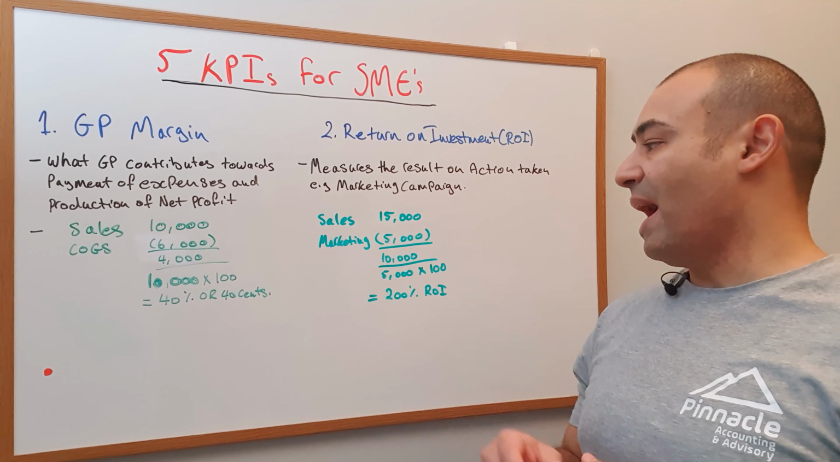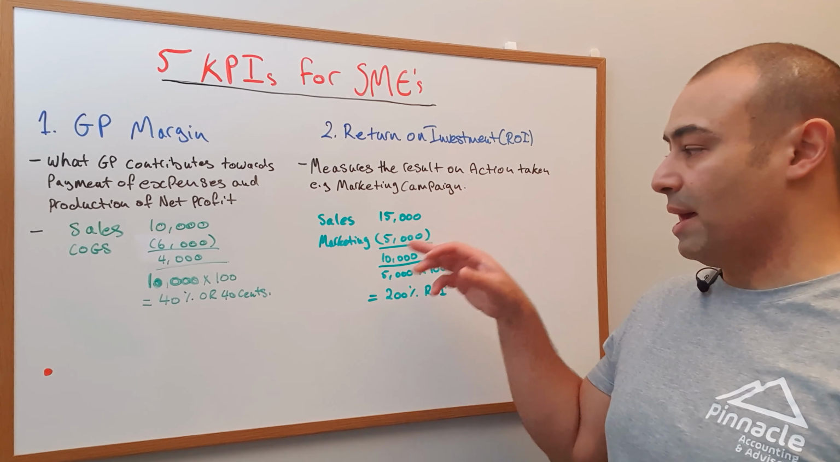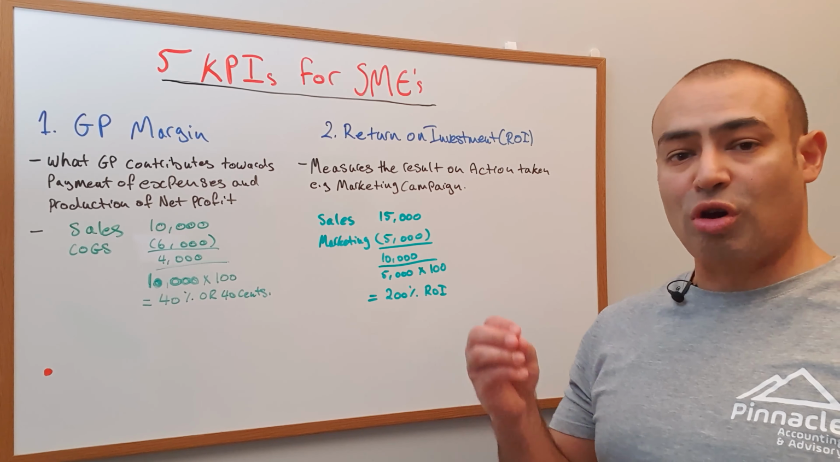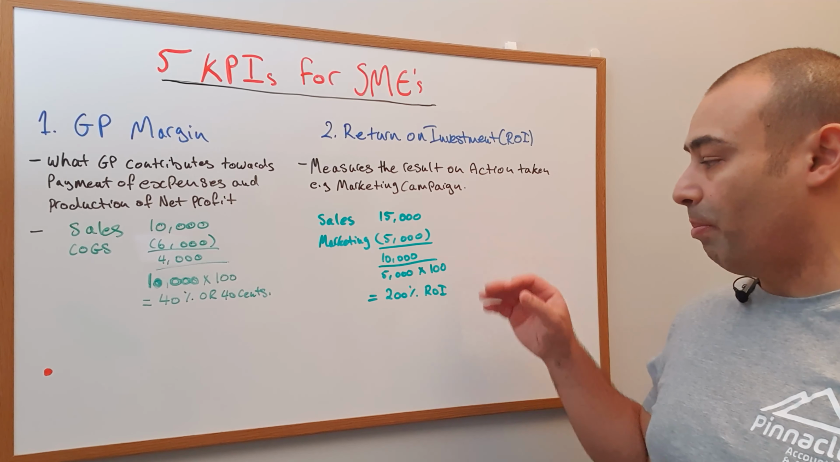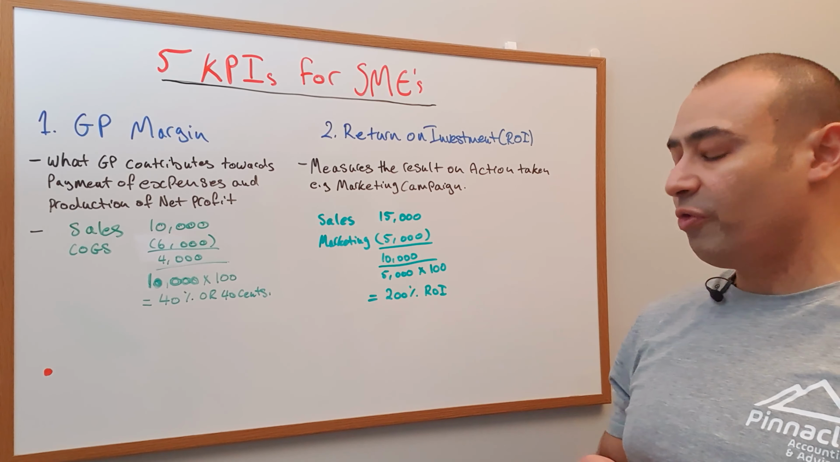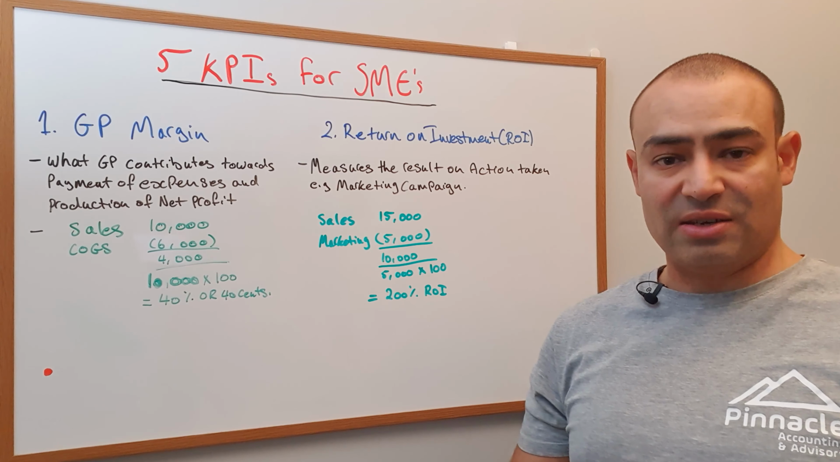Say we had sales of 15,000 and marketing of 5,000. We subtract those from each other to give us $10,000. Now what we do is we divide that 10,000 by the $5,000 of marketing expense and multiply it by 100, giving us a return on investment of 200%.